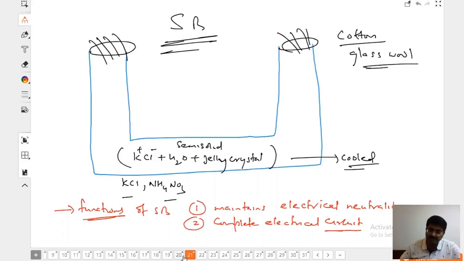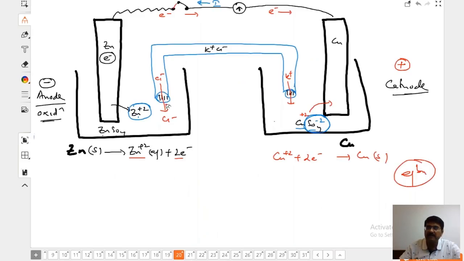Because you can imagine, if it was not there, then electrons would be flowing from here to here. That is not the circuit. Whatever has gone must come back. That's a basic principle of electricity. You give electrons, you take electrons back, and electrical current is nothing but flow of electrons. That is what we have to do.